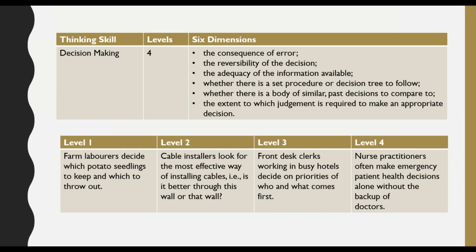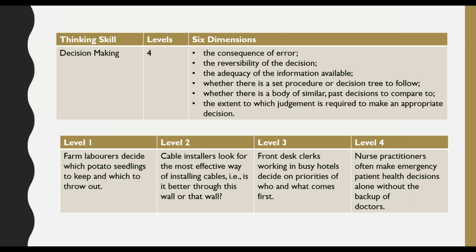With decision making, you have 4 different levels again, but across 6 different dimensions. So with decision making, the consequence of the error, the reversibility of the decision. So can it be reversed if you make that decision? The adequacy of the information available to help you make that decision. Whether there's a set procedure or a decision tree to follow. So is there a way to make that decision that you follow, or do you have to figure those steps out yourself? Whether there is a body of similar past decisions to compare to, so that prior knowledge around making a similar decision, and the extent to which judgment is required when you're making an appropriate decision.